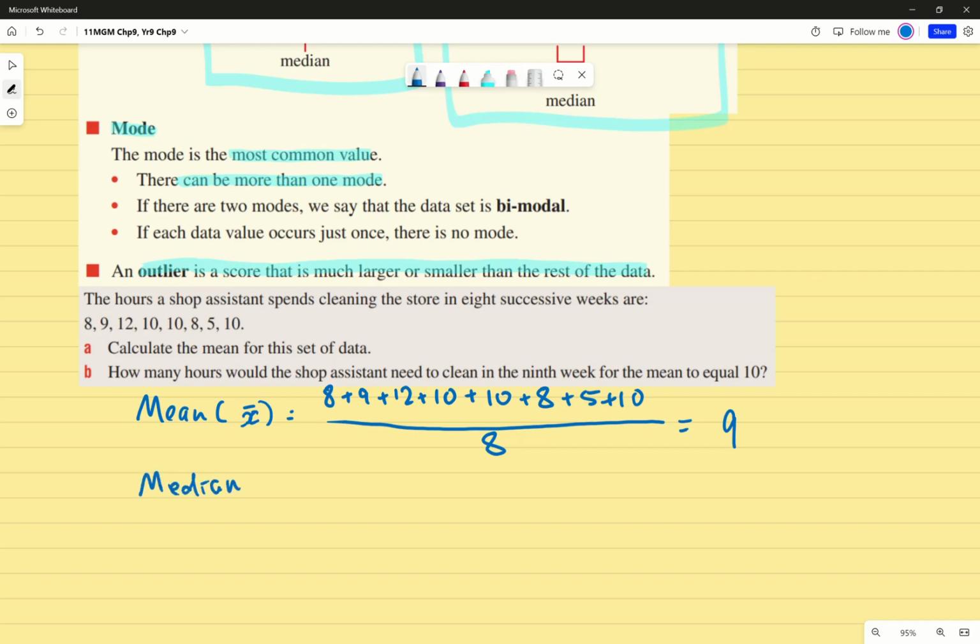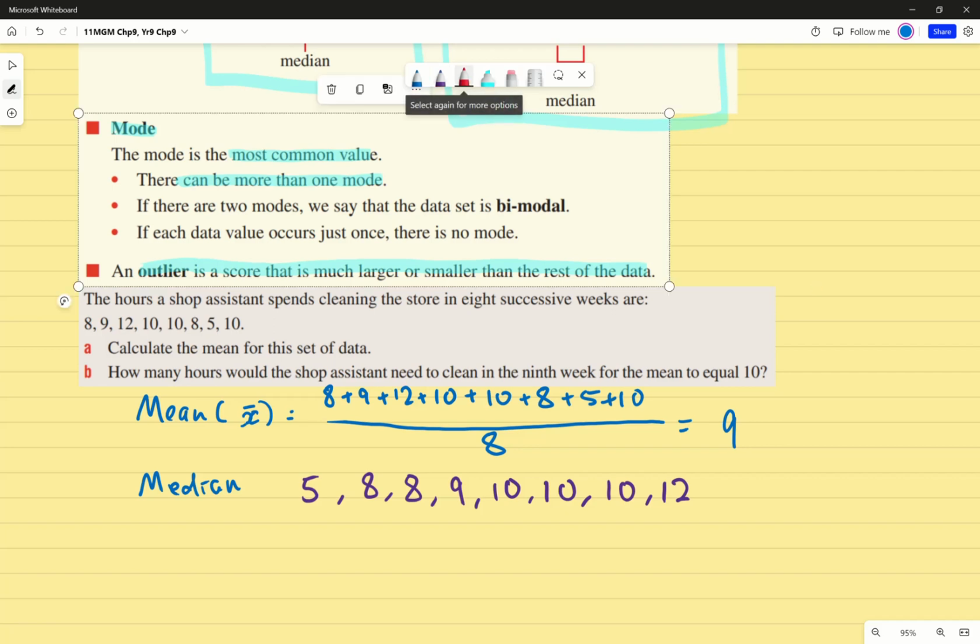If I'm looking for the median, I'm going to write all these numbers from smallest to biggest. So I would go, the smallest number is 5, then 8, 8, 9, 10, 10, 10, 12. I double check to make sure that I've got all the numbers. There should be 1, 2, 3, 4, 5, 6, 7, 8. Perfect. And I'm going to go from the left and the right towards the middle.